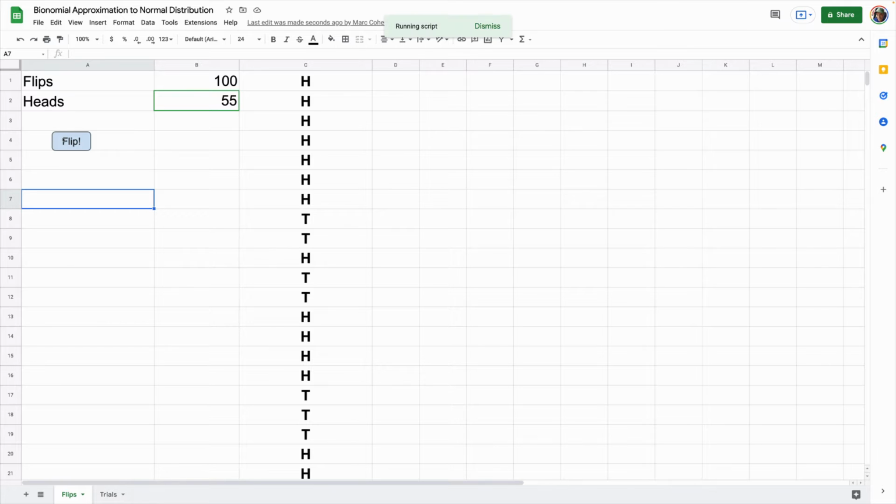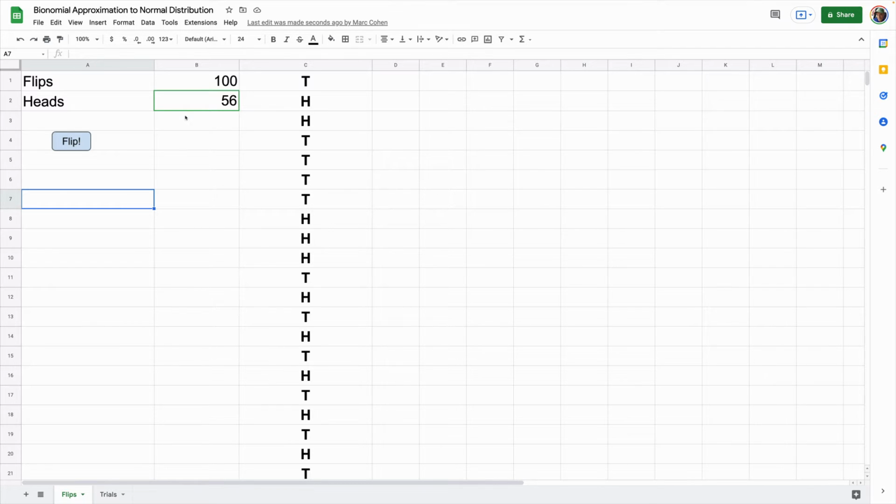So let's try that again. Let's flip it again. We got 60 that time. 49, 49 again. And there's a 56. So the idea here that you can see is most of the time the result is close to 50. Usually it's quite close, but it's not always right on the dot with 50.